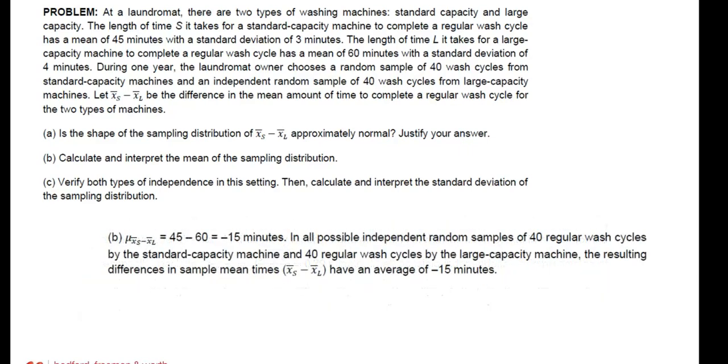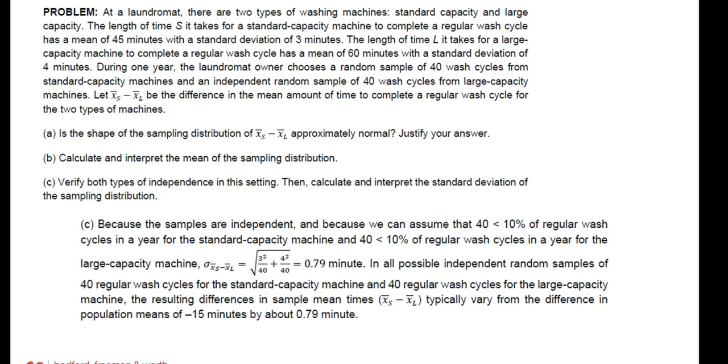Finally, verify both types of independence in the settings and calculate and interpret the standard deviation. So we've got to do the less than 10% condition. So 40 is less than 10% of all standard capacity washing machines, S, and then L, 40 is less than 10% of all large washing machines. And then you find the standard deviation using the formula.